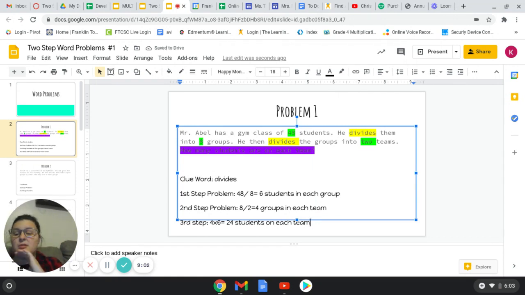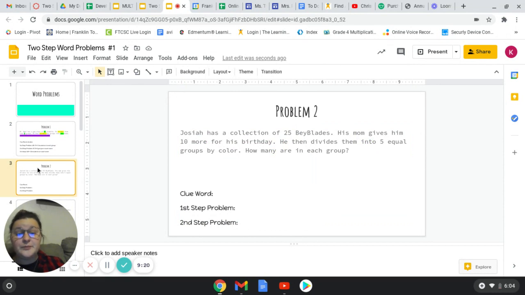Okay, so that one was a little bit trickier because we had to add a third step in there. Most of these problems you will not have to add a third step. That one was just a weird one, and one that I really wanted to model for you guys. Okay, so I'm going to do problem 2 with you too.